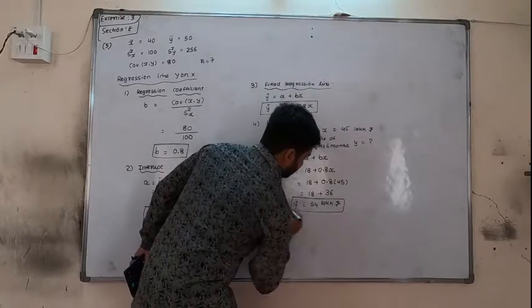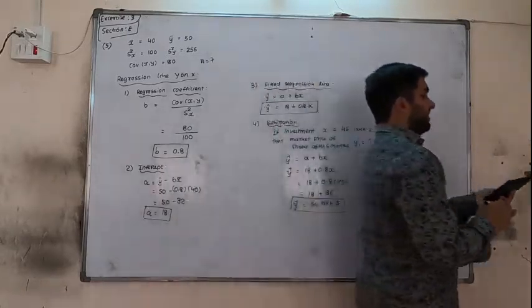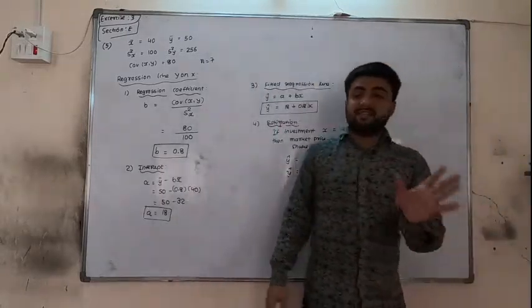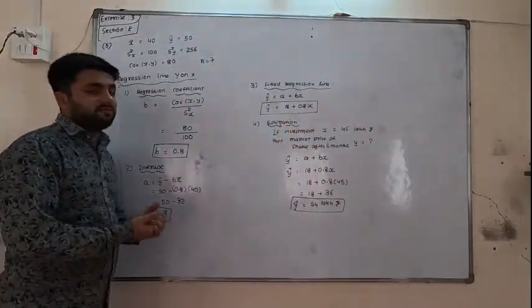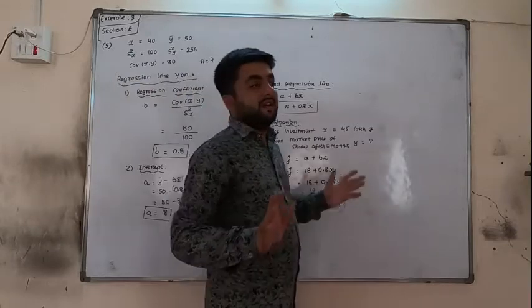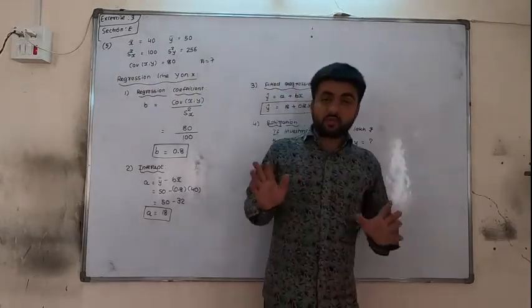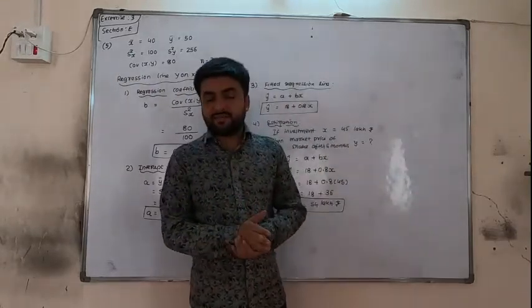So friends, all the easiest sums are completed. The important thing in all these sums is the formula. If you know the formula, everything is easy. If you don't know the formula, everything is impossible for us. So much is completed.